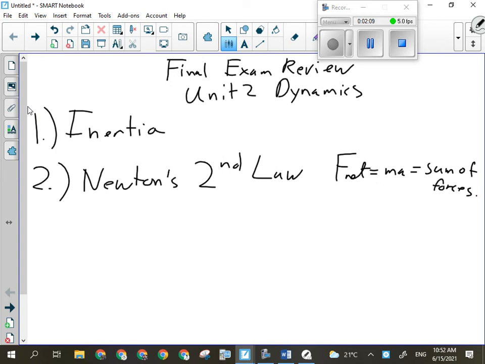We went into inclined planes. We talked about systems, and then we talked about friction after that. But we dealt with all kinds of different situations.